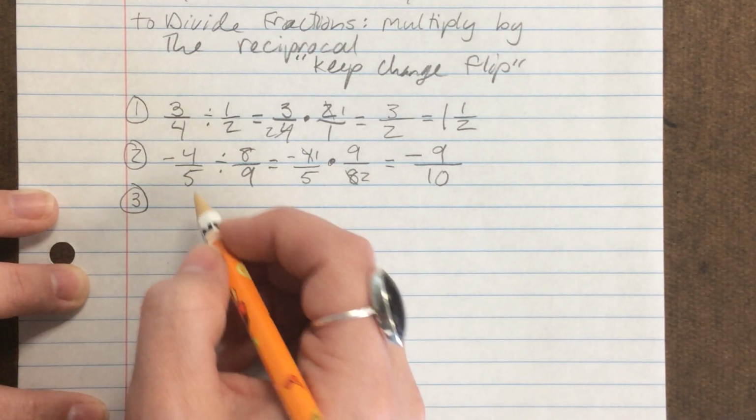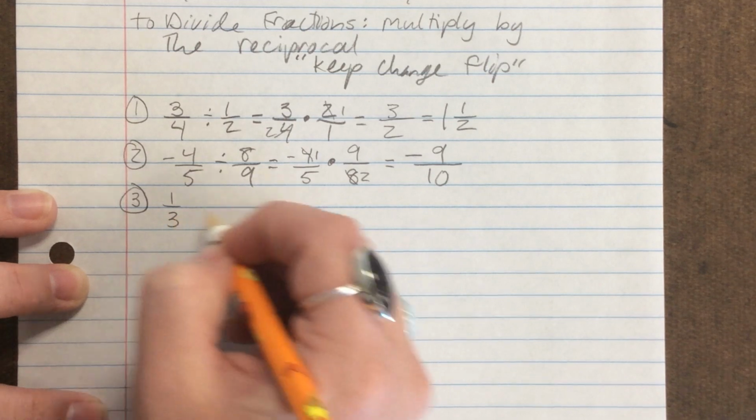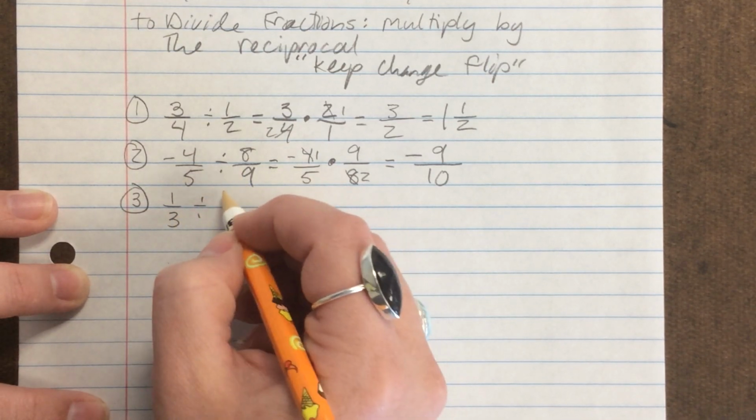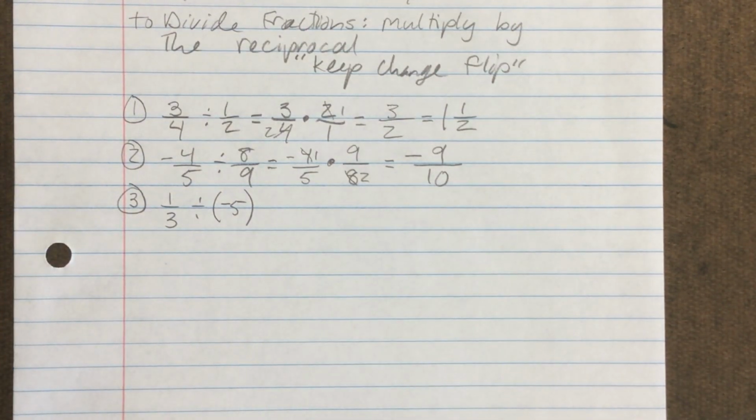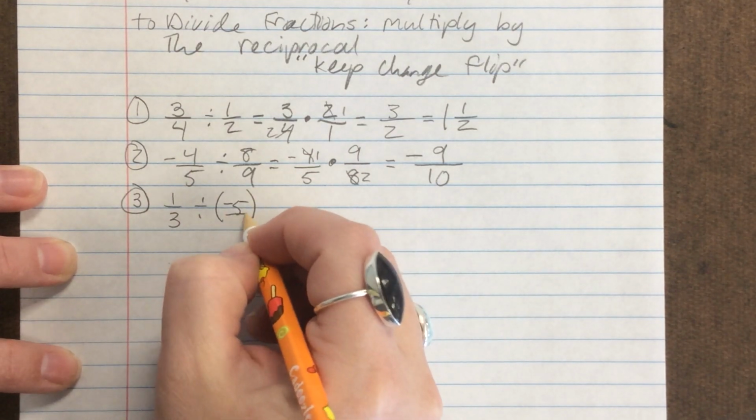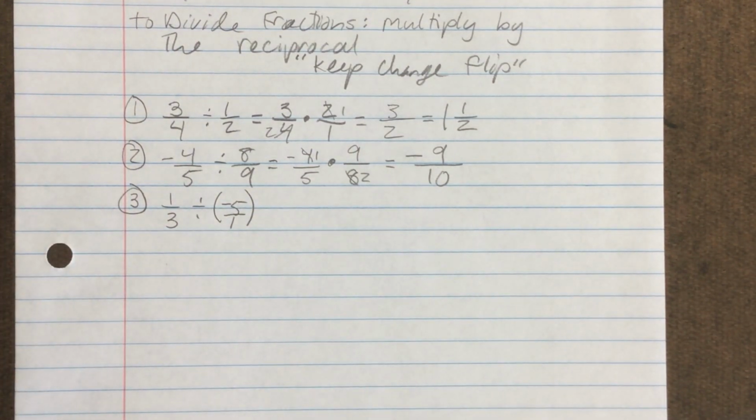All right, here's another option. 1/3 divided by, ooh, this one's interesting, -5. Wait, what? But where's the second fraction? What do we do? Remember, when we have a whole number, we can write it as a fraction by putting it over 1. Okay, so that got sneaky for a second.